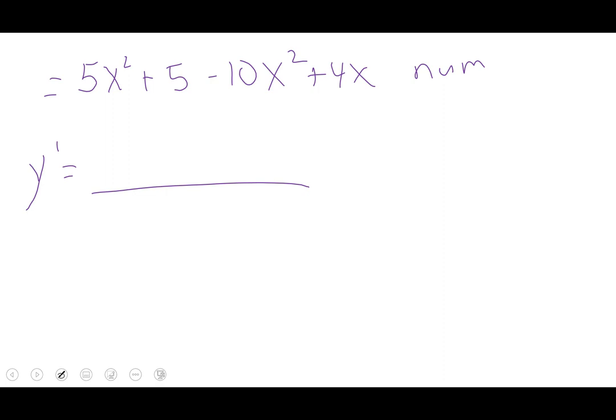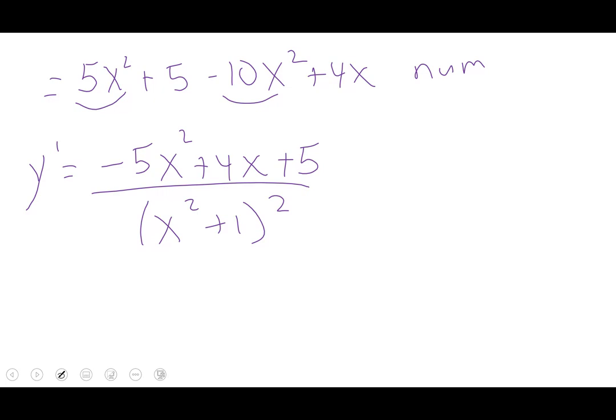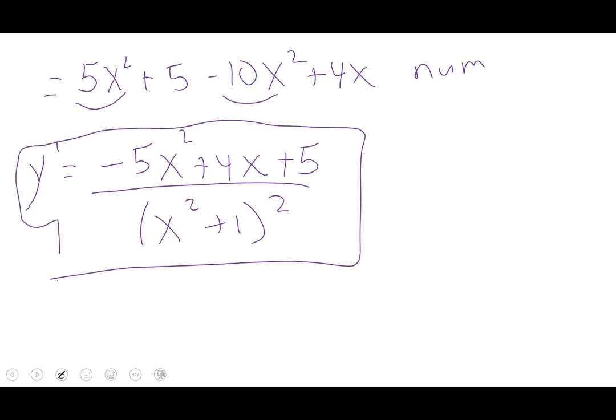So from here, if I combine like terms, I have a 5x squared and a negative 10x squared, which gives me a negative 5x squared plus 4x plus 5. And again, that's all over the denominator squared. So take a look at your numerator. There's nothing that is common or easy to factor out or reduce. So that is in fact my answer. Again, no need to FOIL the bottom.